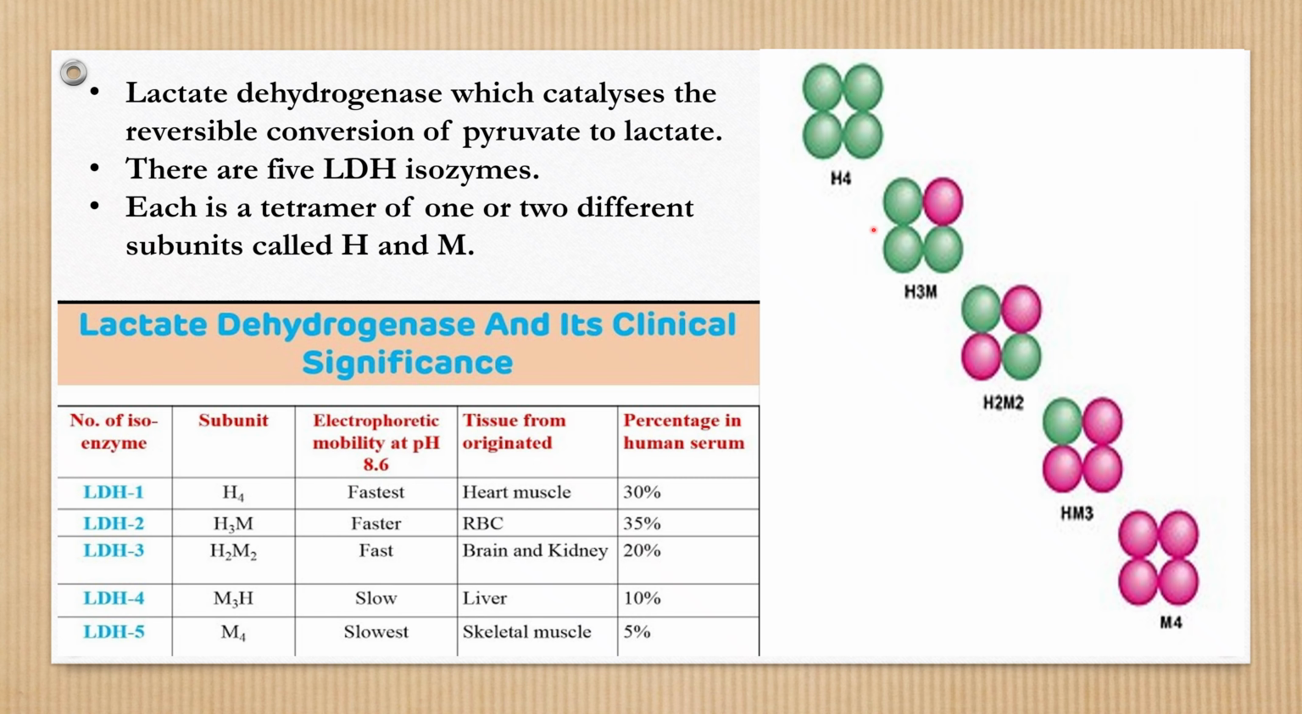H4 is one type of lactate dehydrogenase, that is lactate dehydrogenase 1. H3M is the second type of lactate dehydrogenase. H2M2 is the third type. HM3 is the fourth type. M4 is the fifth type of lactate dehydrogenase.